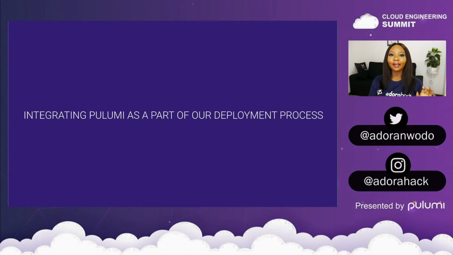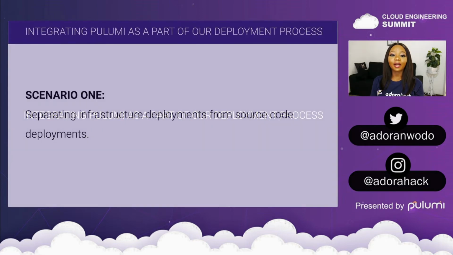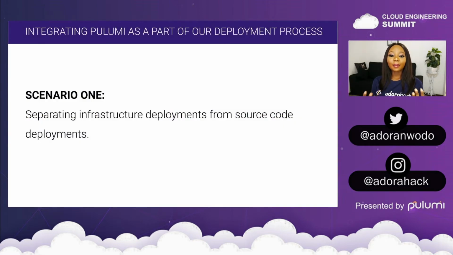And there are two scenarios. So I'm going to be stating each scenario and possible implementations for those scenarios. The first scenario is separating infrastructure deployment from our source code deployment. For whatever reason, and this is not what this talk is focused on, because like I said at the beginning, this talk is focused on being able to deploy our cloud applications and our infrastructure side by side in one CI/CD pipeline. So this is a valid scenario for integrating Pulumi as part of our deployment process.